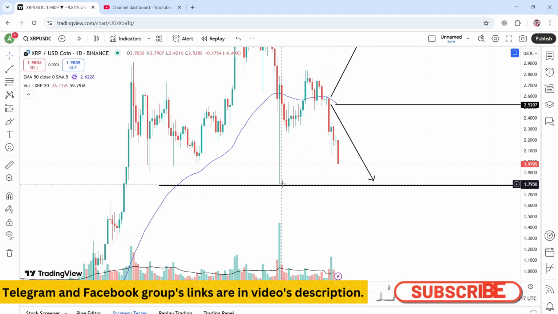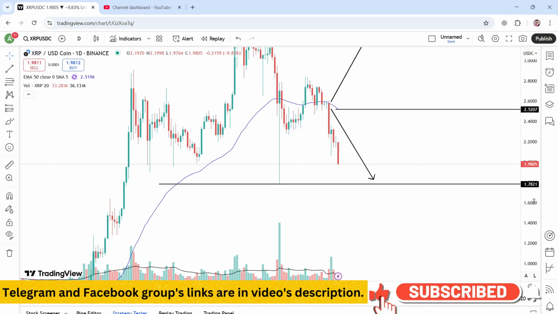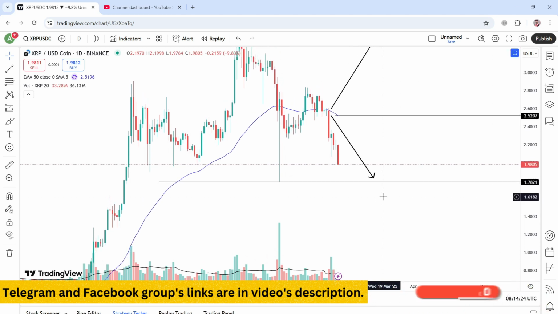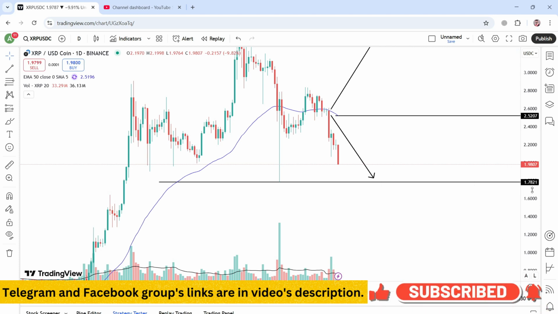Because if it gives closing below this level, that is 1.7821, it will simply break its consolidation zone and it will enter into its downtrend, and we will see a huge sell off in this coin, because it will submit a new breakdown. As currently prices are moving above this level, I am not going to discuss the levels where it can go on downside when it gives closing below 1.7821.